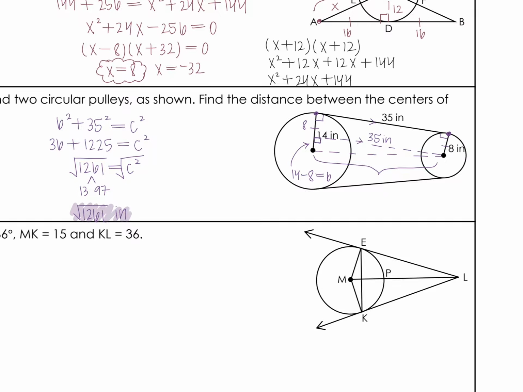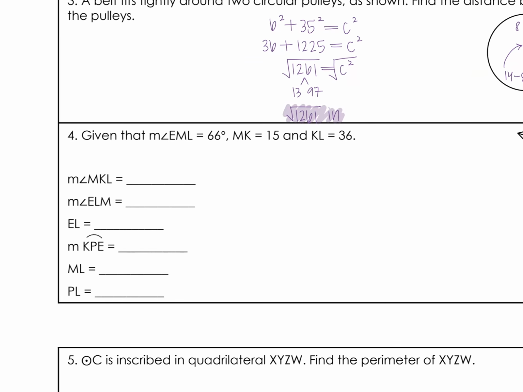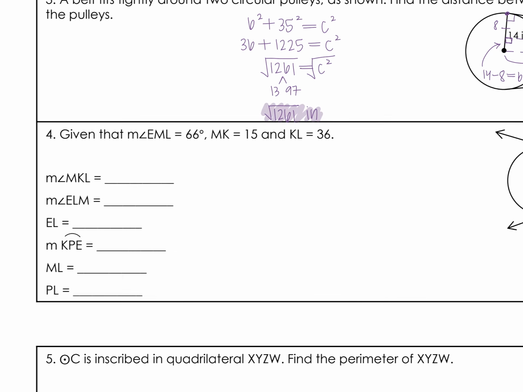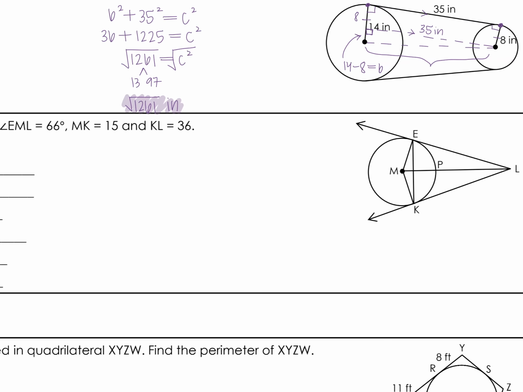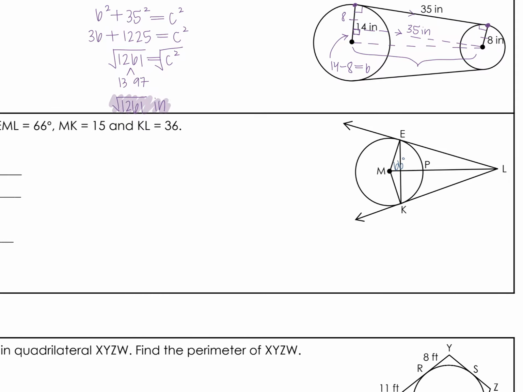All right, now let's move into number 4. We are given here that the measure of angle EML is 66 degrees, and that MK is 15. MK is a radius, and any radius we can mark as being congruent to that 15. And lastly, we are given that KL is 36.